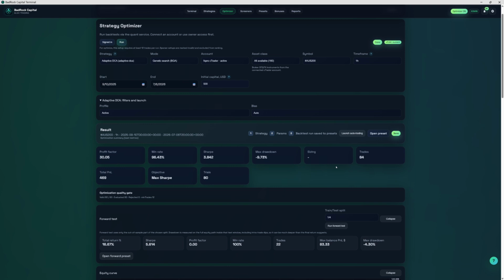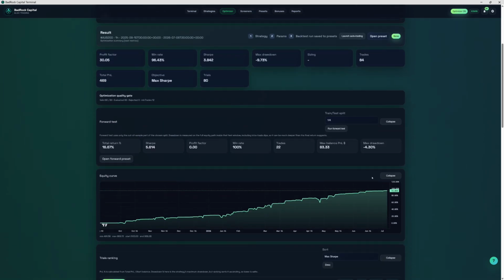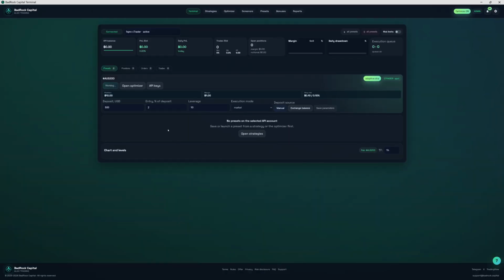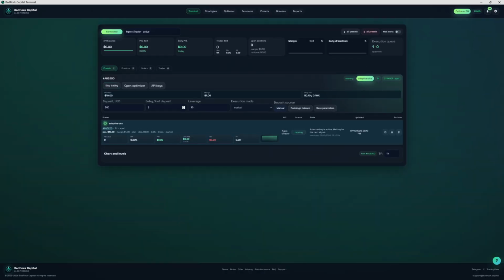After validation, we select the most balanced preset, save it, and send it to the terminal. Before launching it, we check once again the trading pair, the time frame, the connected account, the initial order size, the number of DCA steps, the maximum exposure, the stop loss, the risk limit for the entire portfolio. Only after that do we activate automated trading.